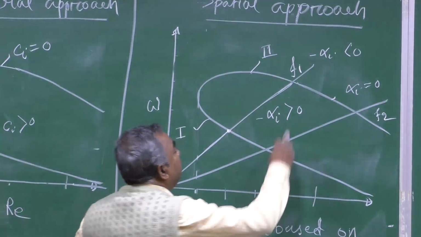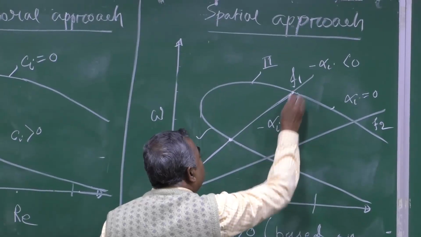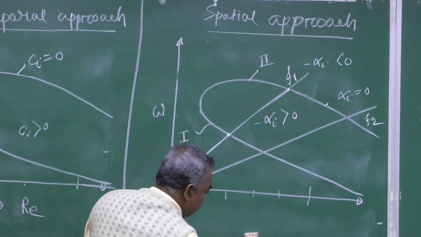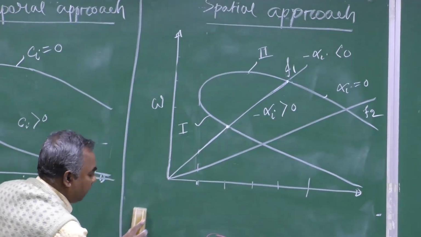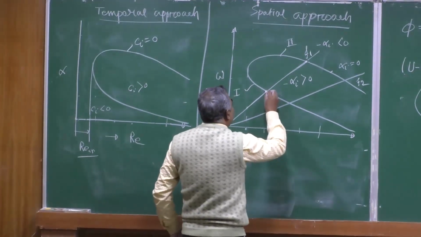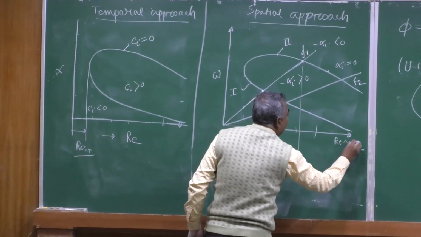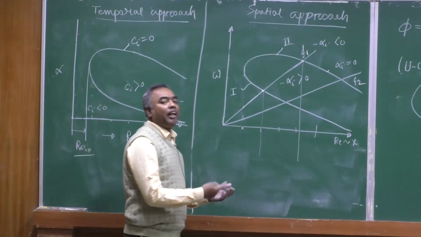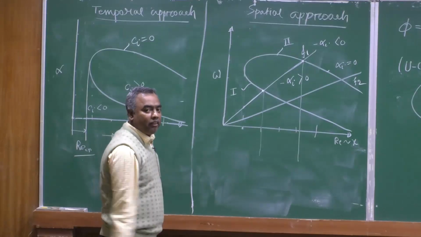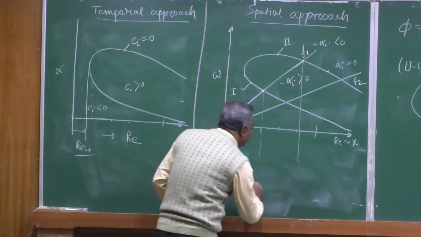And you see, that means a wave of frequency f1 is going to grow from this point to this point. And what is that? So, a wave, if you come down, see this is Re, which is equivalent to x actually for a given velocity. Re is increasing, x is also increasing. That is the way you can increase Re for a given velocity and given viscosity.